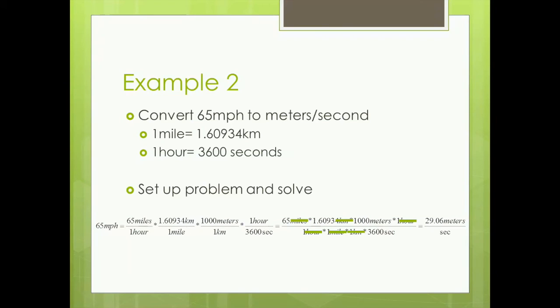This time we have 3 units that cancel. Miles appear in both the numerator and denominator, kilometers appear in both the numerator and denominator, and hours appear in both the numerator and denominator. That means the only units that are left are meters in the numerator and seconds in the denominator, which is what we desire.